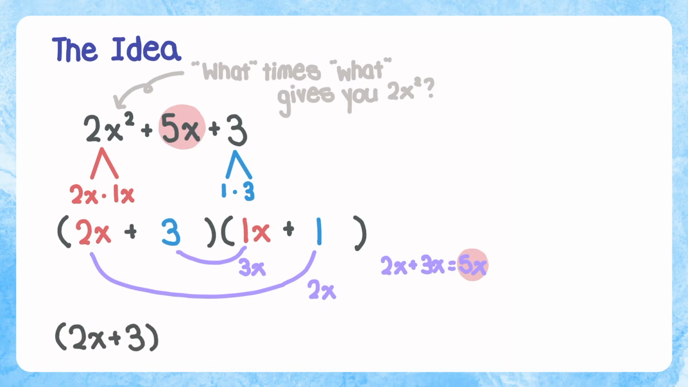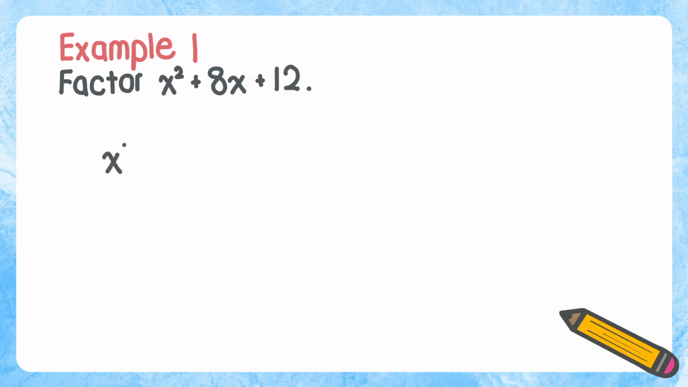So let me rewrite it. We factored the expression to get 2x plus 3 times x plus 1. And this is the same as what we originally started off with a few minutes ago. All right, so let's take a look at our first actual example. We will factor x squared plus 8x plus 12. So let me rewrite that. x squared plus 8x plus 12.